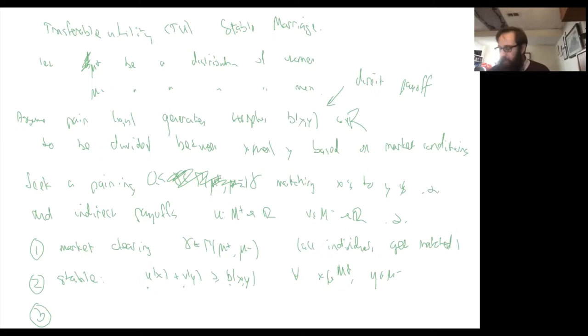And so the first condition has only to do with gamma, with who's paired with whom. The second condition has only to do with what the individuals are receiving in terms of compensation. And the third inequality relates the two things. And let's say it's a budget constraint.